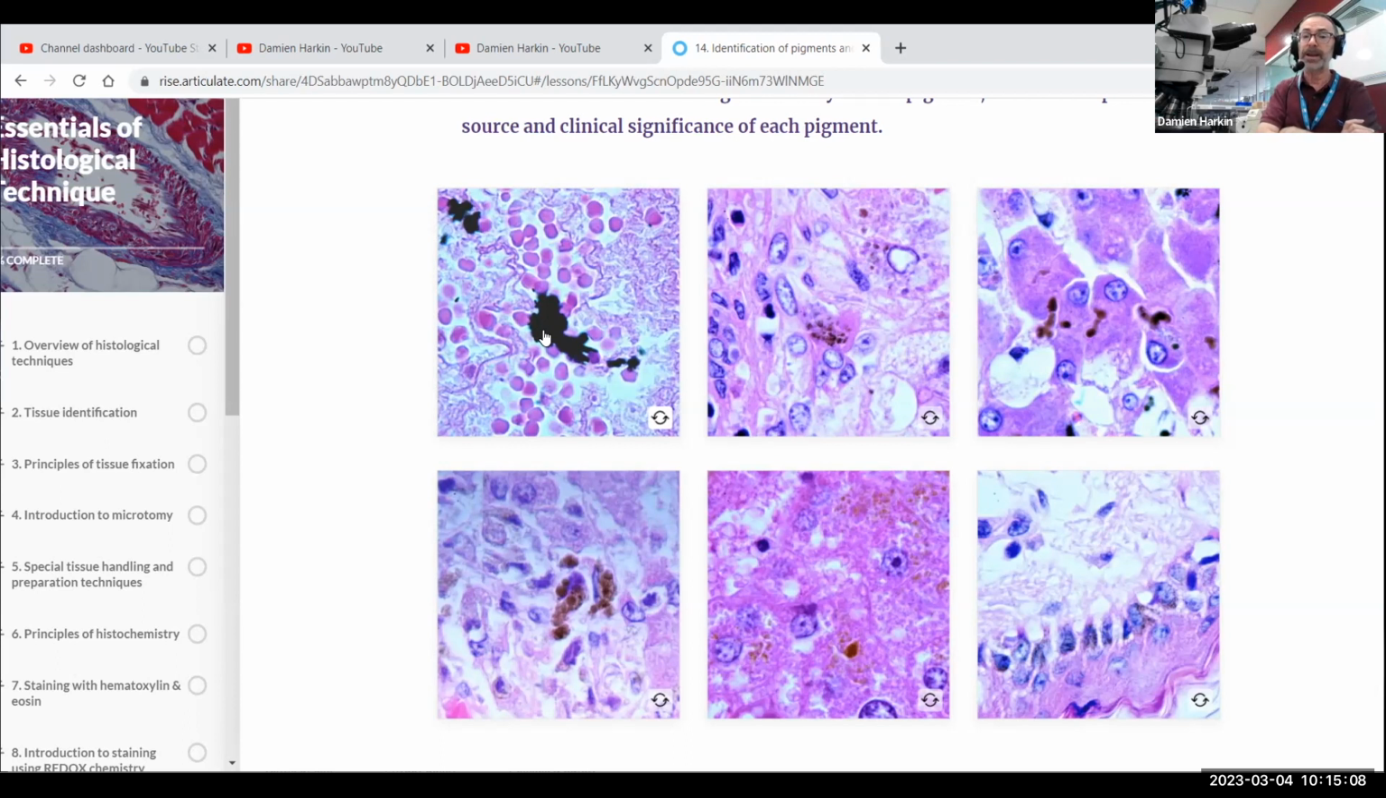Those were popular many years ago, and you may find some archived material which was fixed in that way and then subsequently processed into paraffin. What you can often find with those sorts of alternative fixation methods is that you can get precipitation of either the mercury or chromate, which is another one which has been used historically, and they can precipitate as the tissue starts to undergo processing through the alcohol.